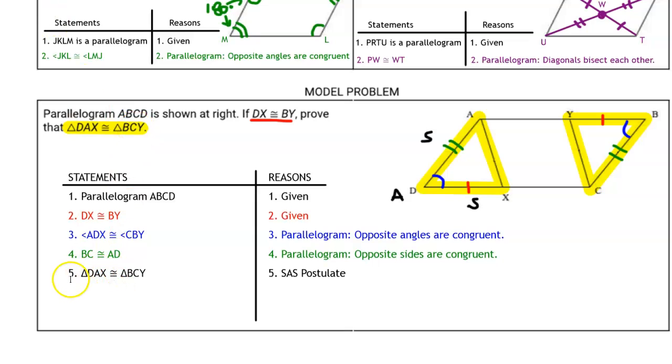There we have it. The fifth and final statement is DAX is congruent to BCY, those two triangles, because of SAS postulate. I want you to think back to what we did in the unit we dealt with triangle proofs. This is not any different than triangle proofs. This is just another source of information or another source of reasons in order to prove that the triangles are congruent. This is actually making it slightly easier.